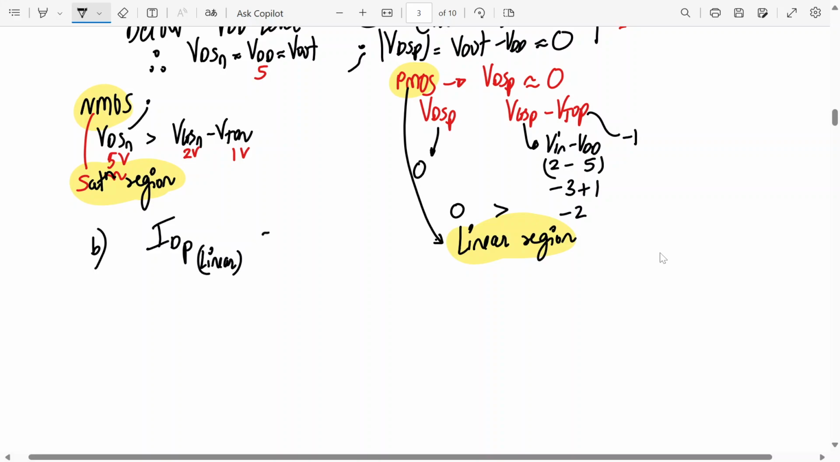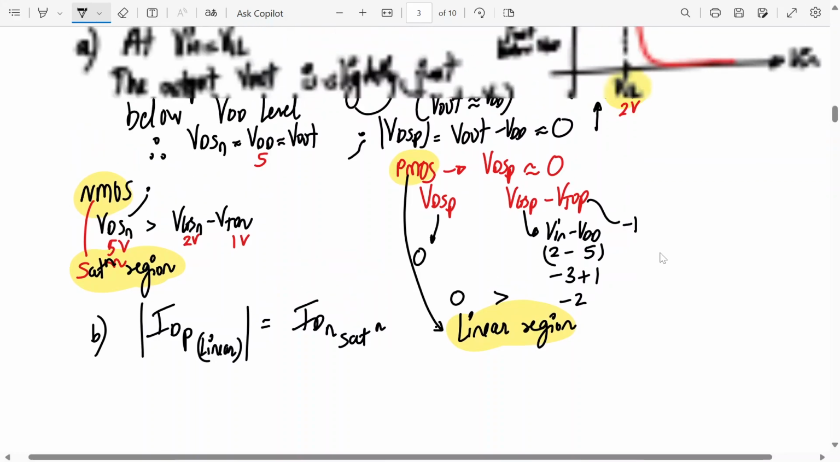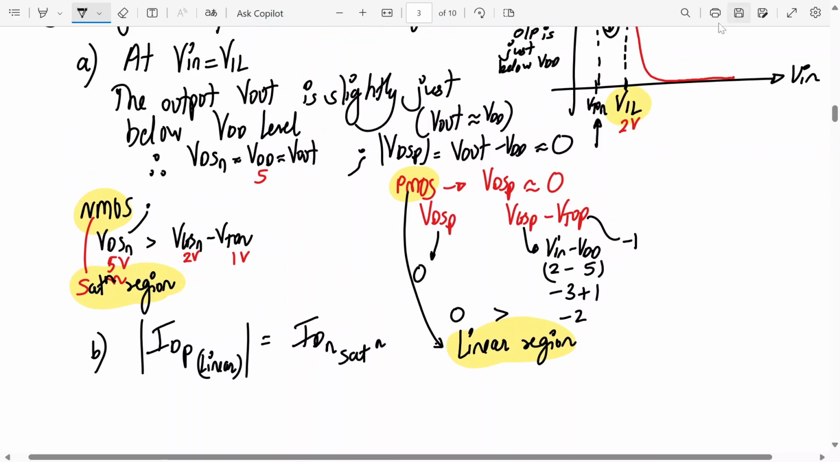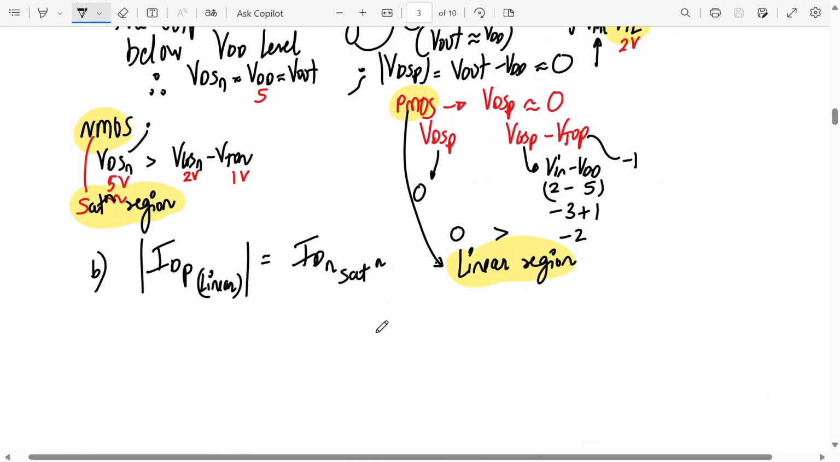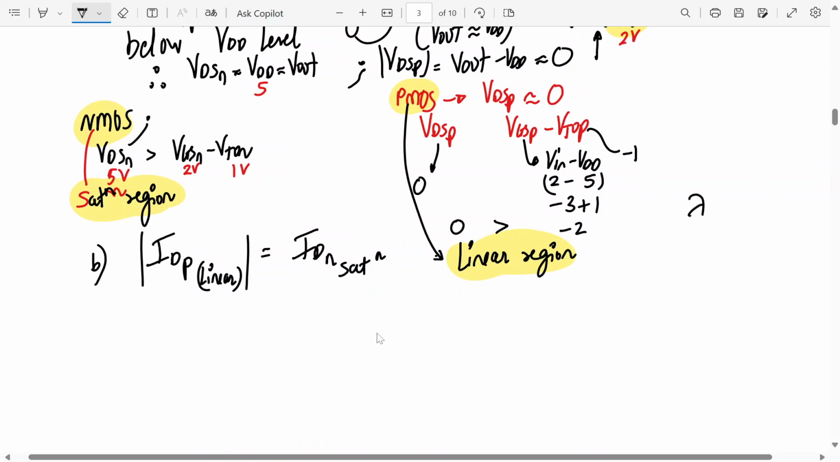The magnitude of IDP linear is equal to IDN, which is in saturation. So identifying the region of operation is very important. Here in this case NMOS is in saturation and PMOS is in linear region, so please note it down. Now for ID linear, we are assuming that lambda n is equal to lambda p is equal to 0, no channel length modulation parameter. So what is the equation of linear region for drain current?